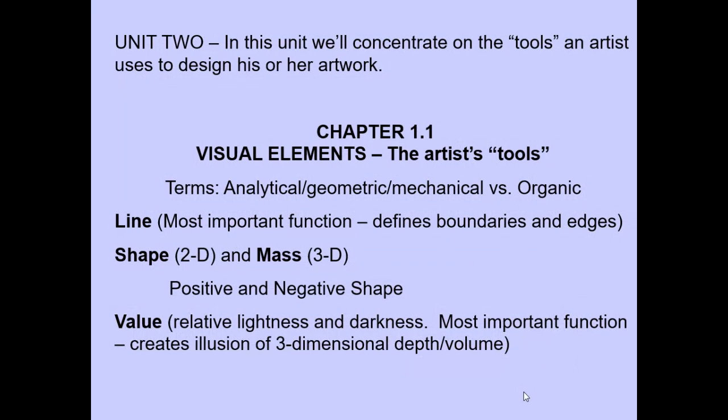We're going to be looking here at what we call the visual elements and design principles. These are things that we could think of as tools that an artist uses in making their work. So we're not talking about physical tools like hammers or chisels or paintbrushes. We're talking about more fundamental conceptual tools. These are the types of things that we study in a very formal way in art training.